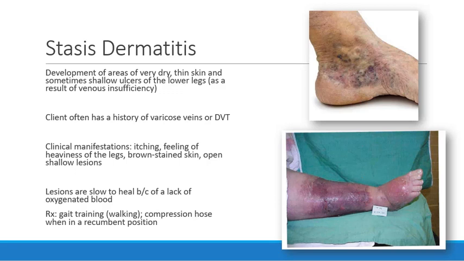Clinical manifestations include itching, feeling of heaviness of the legs, brown stained skin, and open, shallow lesions. The lesions are slow to heal because of a lack of oxygenated blood. Treatment includes gait training or walking. It's described as gait training in your text. This isn't the type of gait training you would do when you're walking somebody in the acute care setting of the hospital where you're just trying to work on getting up and increasing their physical activity. This is walking to get those muscular contractions. The contraction relaxation will help to push things through the venous system. Also, compression hose should be used when in a recumbent position.